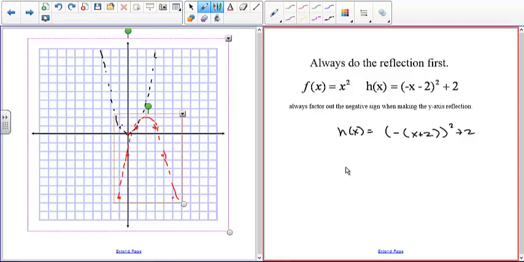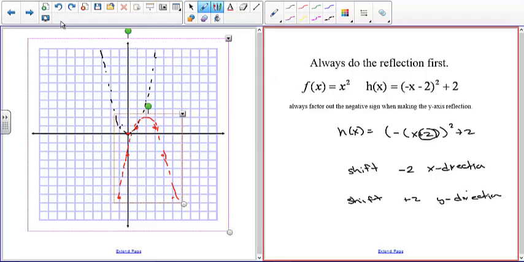So what that means is that besides reflecting across the x-axis, or y-axis, because the negative's inside the parentheses, we're going to shift. The shift is going to be plus or minus 2 in the x direction. Because what you do is you take this number and you take the negative of that. So that shift is negative 2 in the x direction. And you also have to shift plus 2 in the y direction. So those are the two shifts.